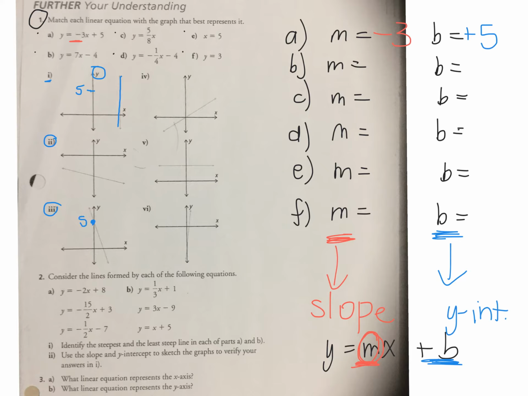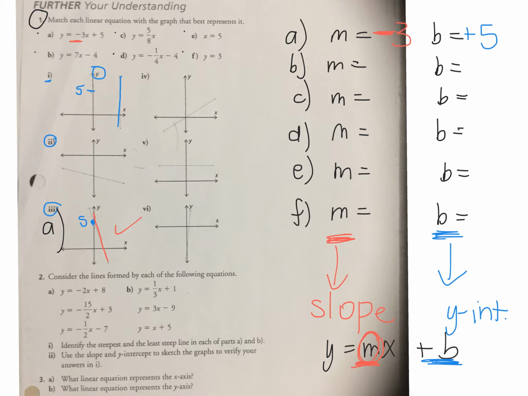Does everyone see that? That's the only graph here that has a y-intercept of positive 5. The slope is negative 3. Is this line falling to the right? Is it a negative slope? Yes. So the answer for 1A is 3. Okay? A, and we'll put, you know what, I'm going to write A here. This is line A. Y equals negative 3x plus 5.